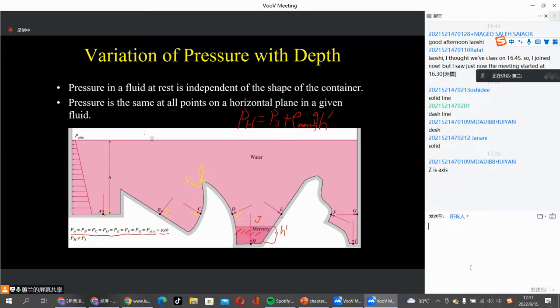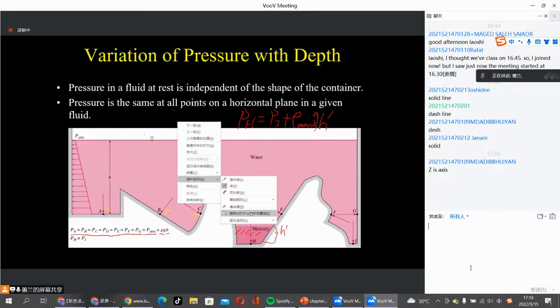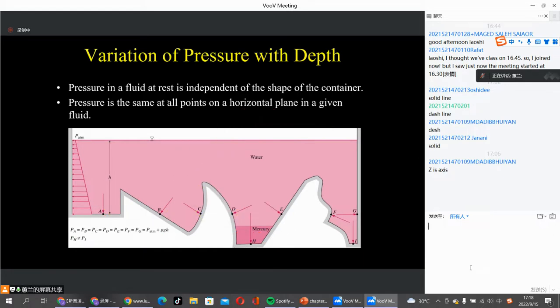Do you have any question about this? I know most of you have learned this before in middle school. Let's look at an example. I always like a vase. We have this shape, and this one.